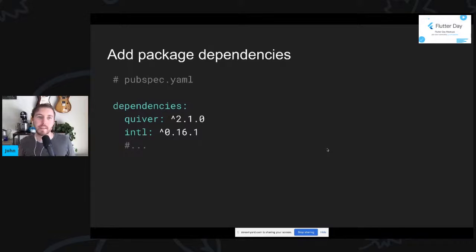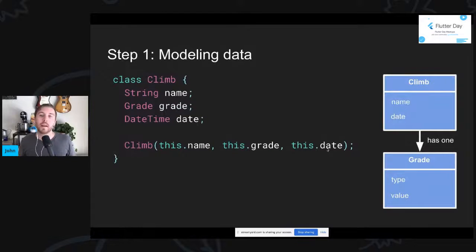So let's get started. Let's add some package dependencies that we're going to need. We'll run pub get, or flutter packages get. And now we've got our dependencies. So we want to create our climb class. So here I've decided that there's a name, there's a grade, and a date. And the grade is another class that I'm going to be writing.